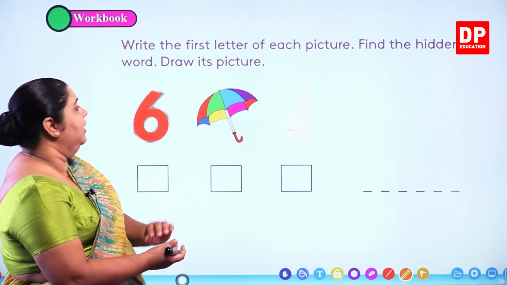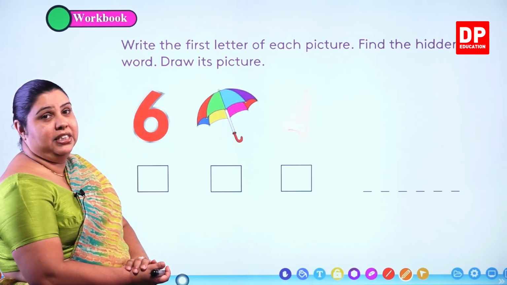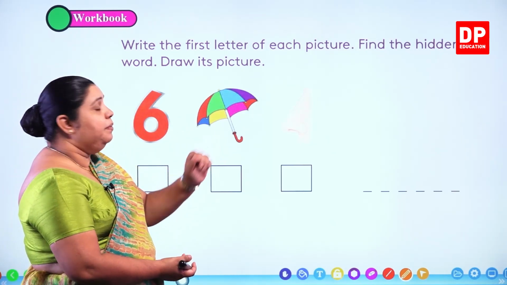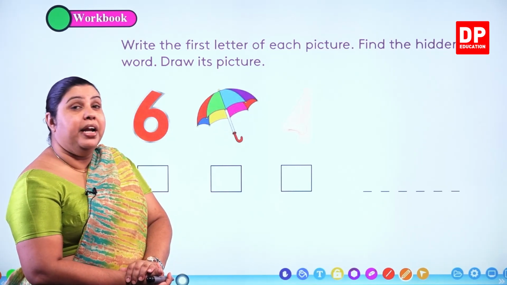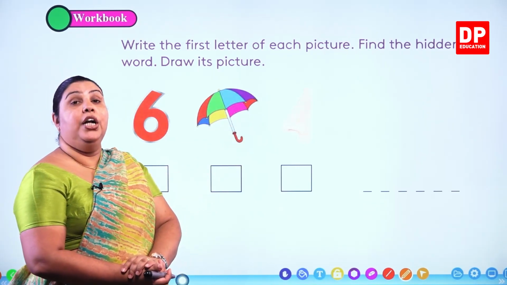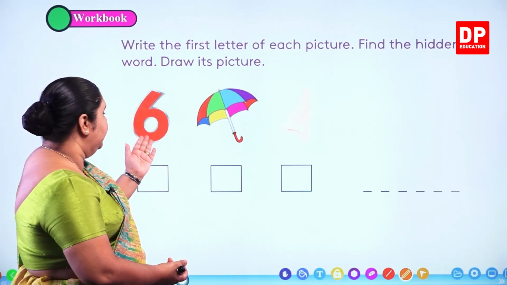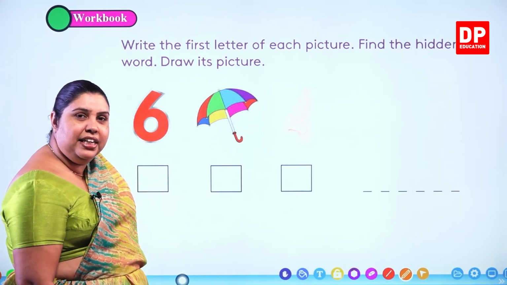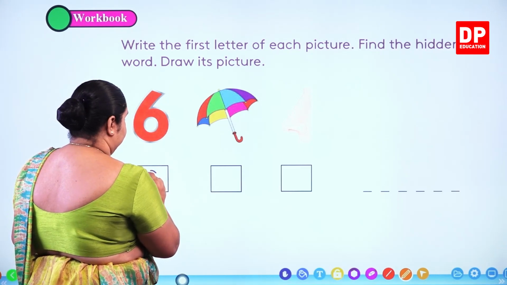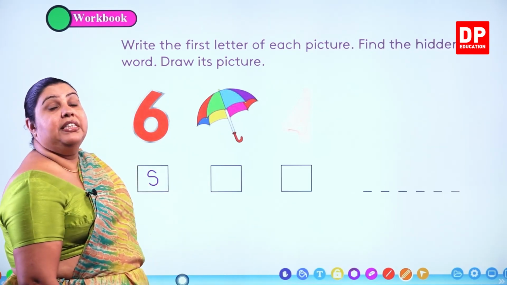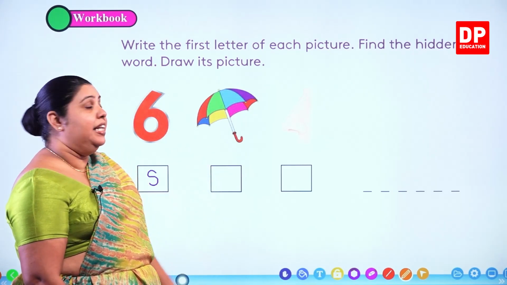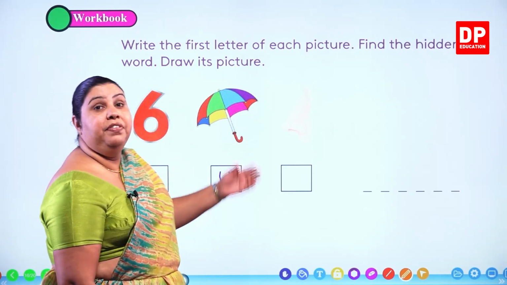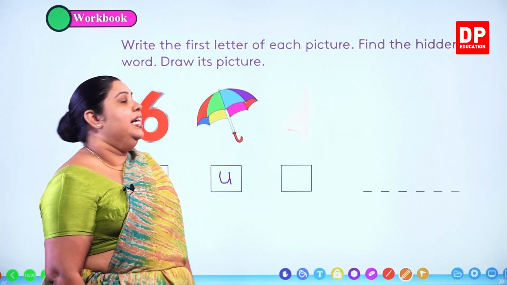Right? So what is the first one? Let's take a look at the pictures first. What is this picture? It's number 6. The second picture, umbrella. The third picture, nose. We have number 6, umbrella and the nose. When we say 6, what is the first letter, Pute? It is letter S. When we say umbrella, what is the first letter? Letter U. Umbrella. When we say nose, what's the first letter? N.